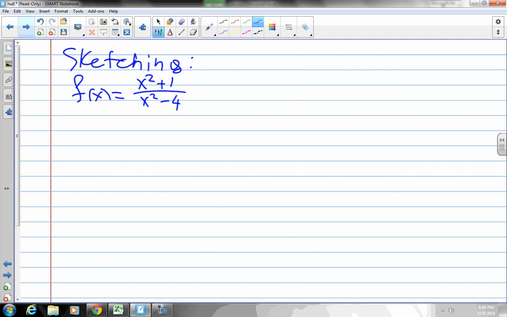So again, your first urge is always to factor everything. There's nothing I can do about that numerator, but I can definitely factor that denominator.